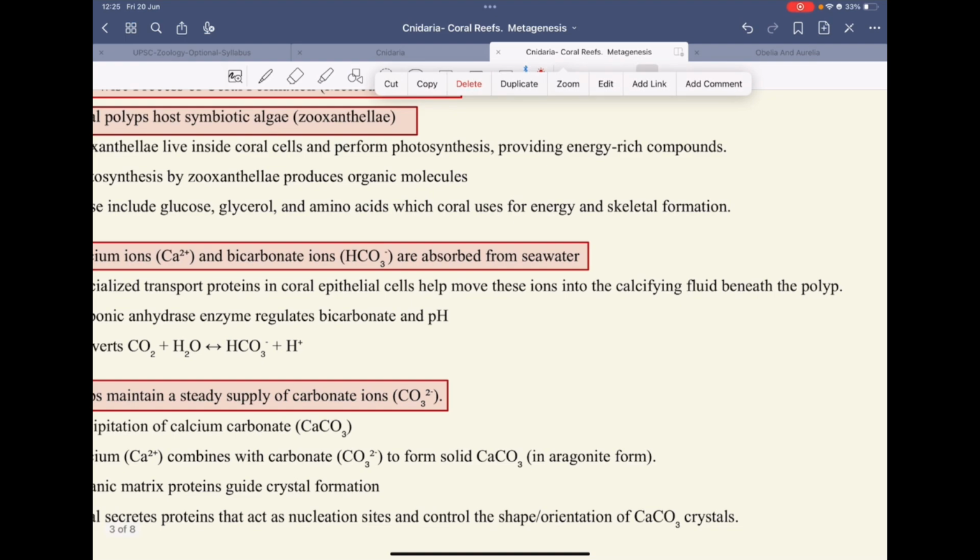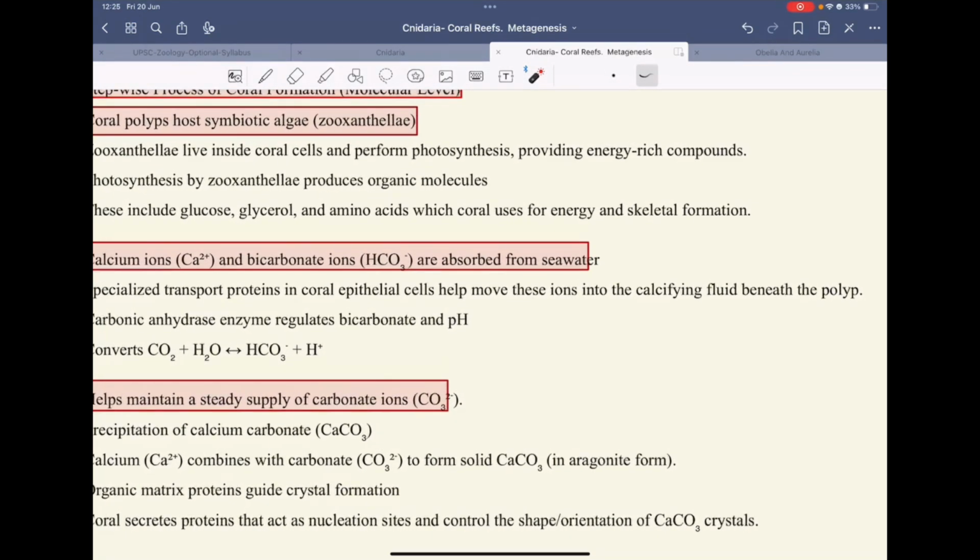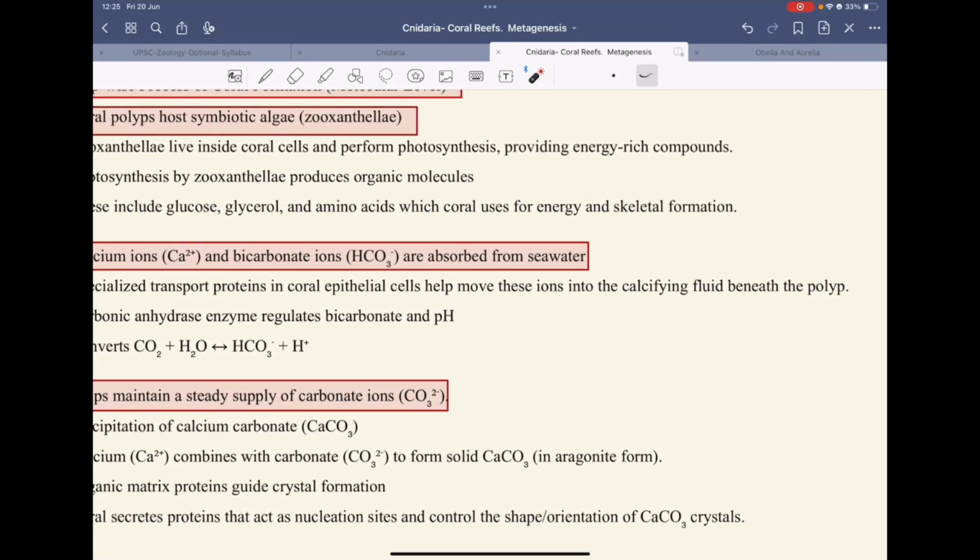There is the formation of this calcifying fluid.